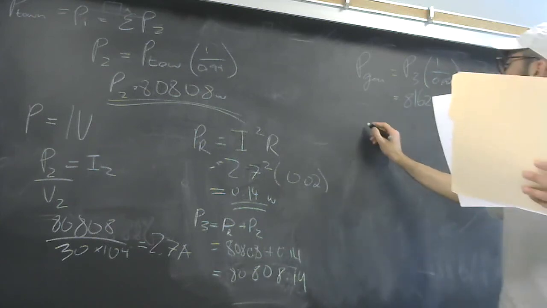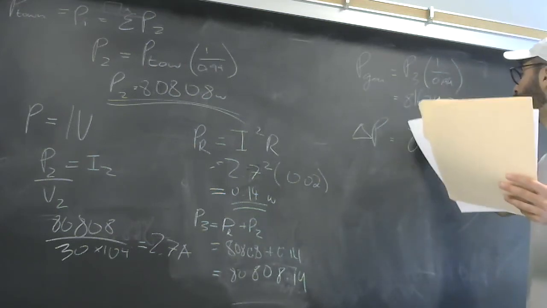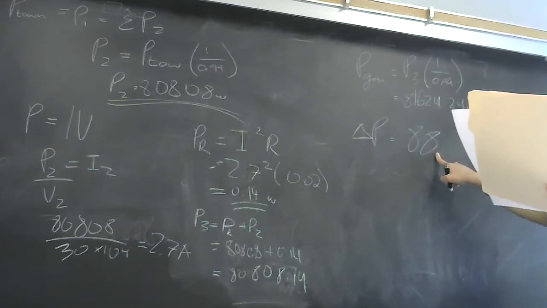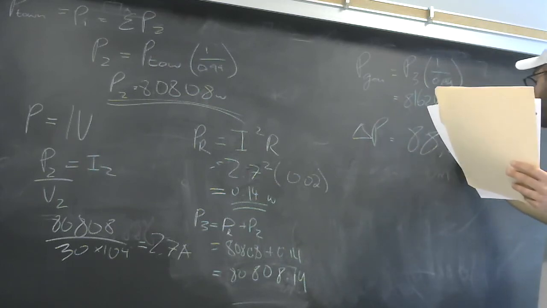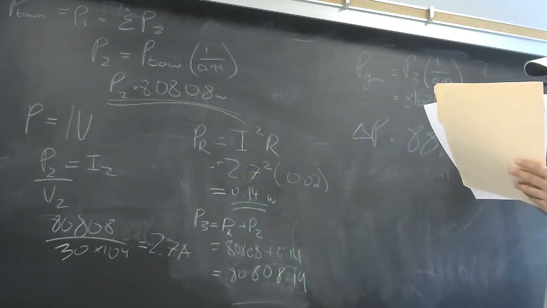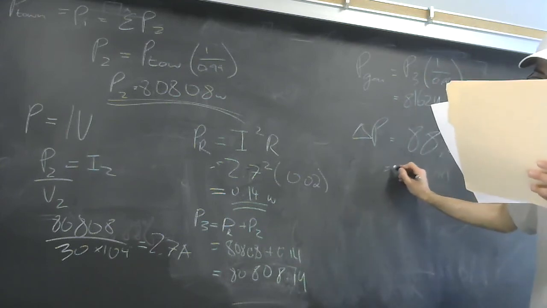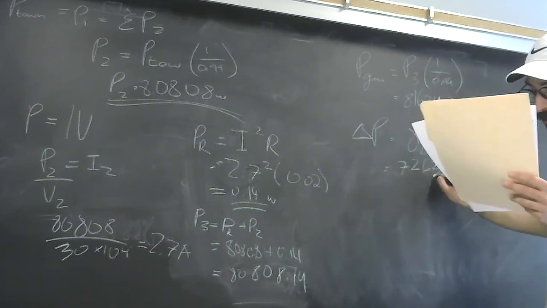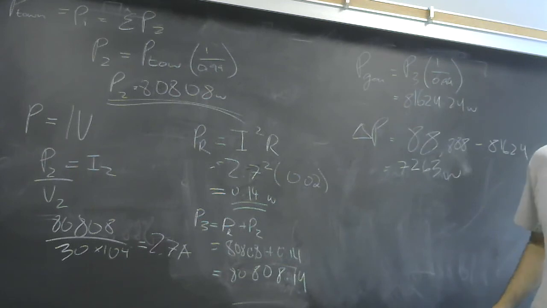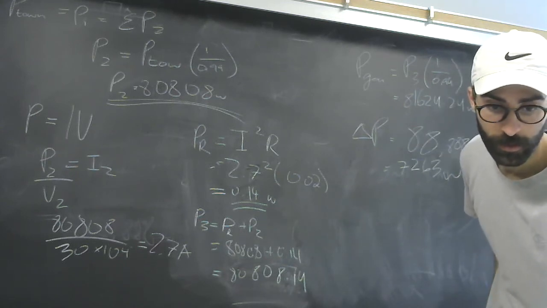All right. So at this point, the final thing we need to do is find a change in power. We're going to be comparing the systems, where this is what we got in part 1 of the question, minus what we just solved for right here. And that equals 7,263 watts.